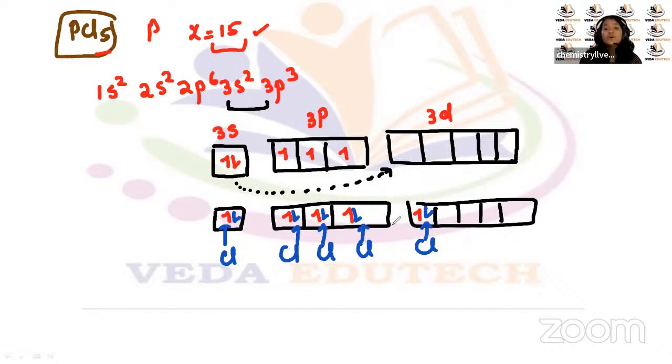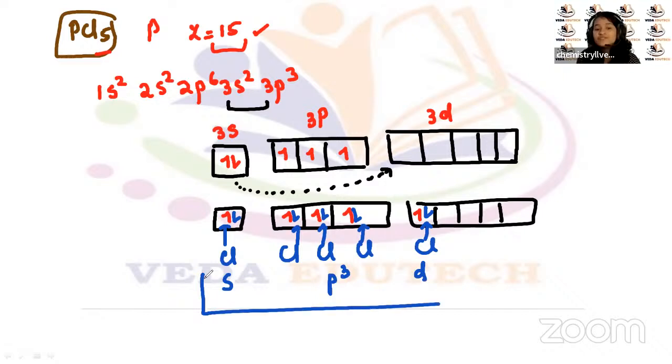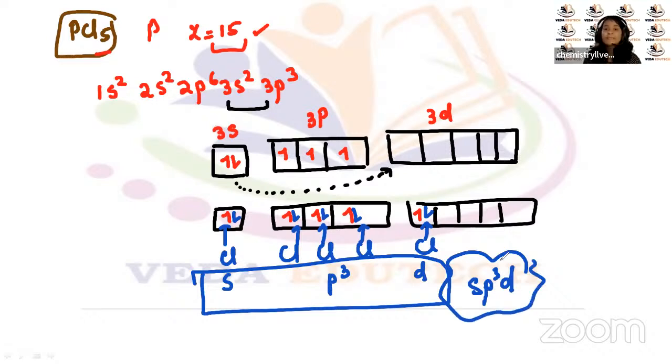This is how your hybridization takes place. And what will be the hybridization, children? This is S, this is P3 and 1D. So the hybridization will be sp3d. Yes, understood, children? So this is how your hybridization involving d orbitals takes place. I hope you all are understanding it.